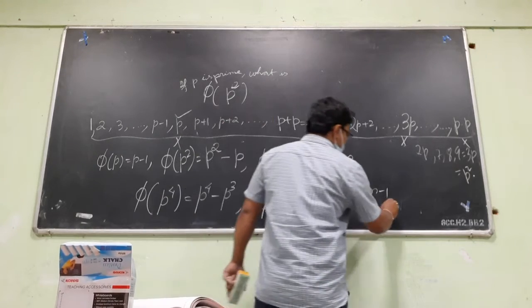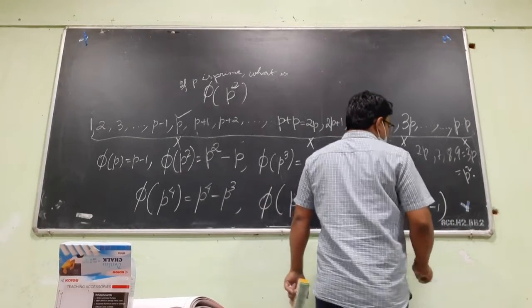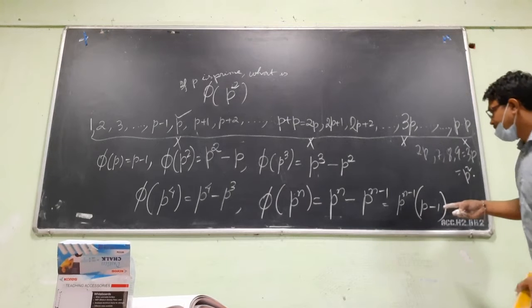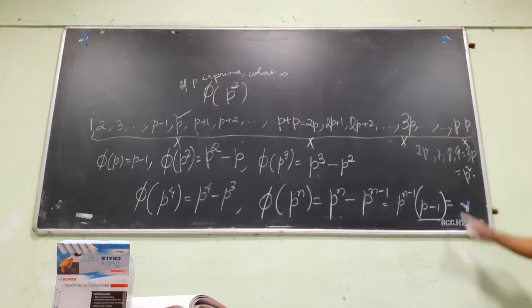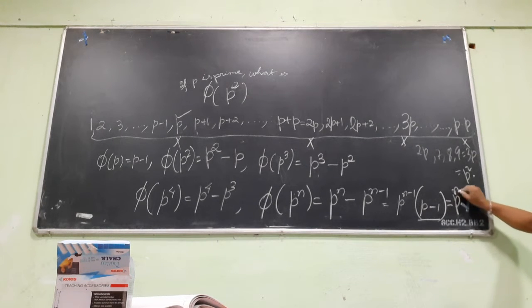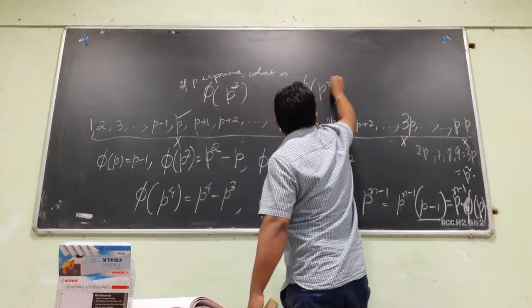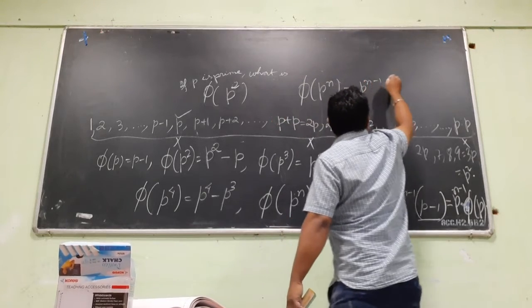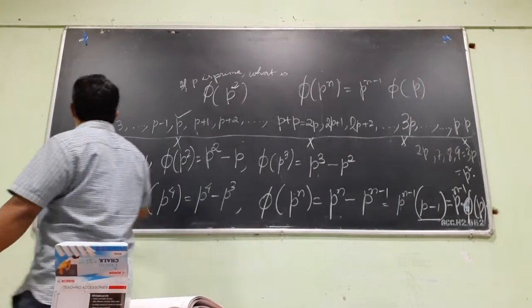So I can always write this as p to the power n minus 1 multiplied with p minus 1. And how can you write this again? What is p minus 1? P is a prime number. Just now we have done it. First level. P minus 1 is actually phi of p. So the relation is phi of p to the power n is the same as p to the power n minus 1 into phi of p. Right. Now we can do that problem.